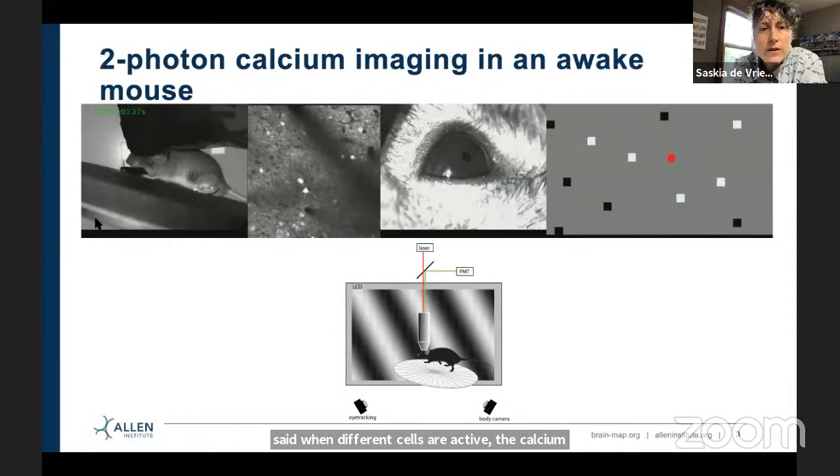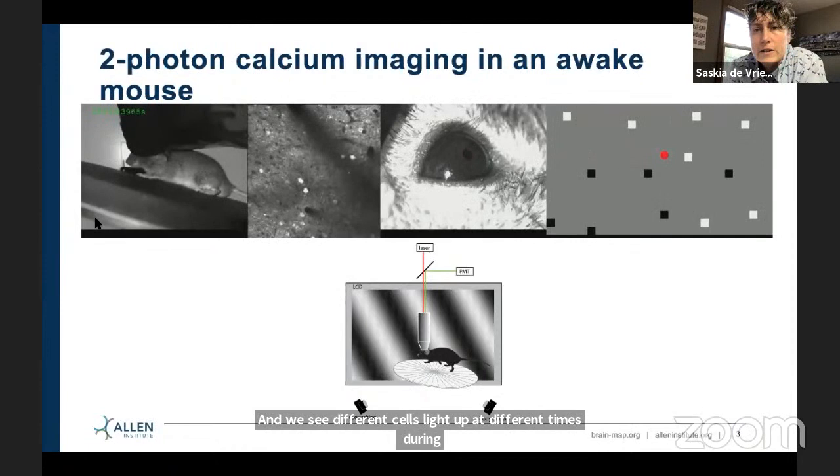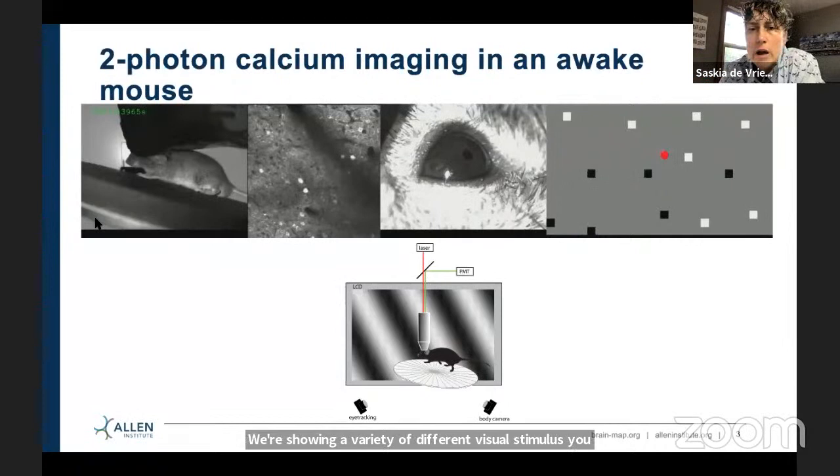We're showing a variety of different visual stimuli, as you see on the far right. Some of them are things like this. At the end of this session, we see this noise stimulus, we've got natural movies, we've got drifting gratings.